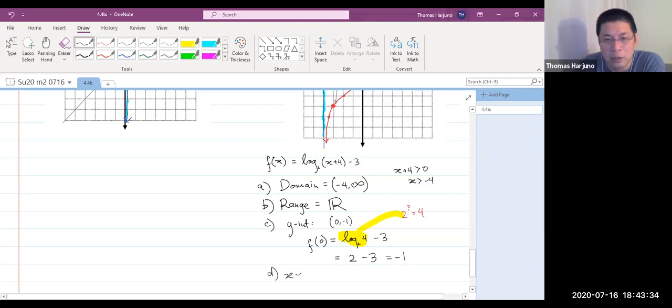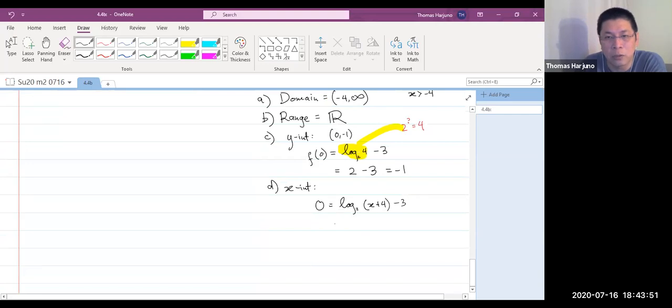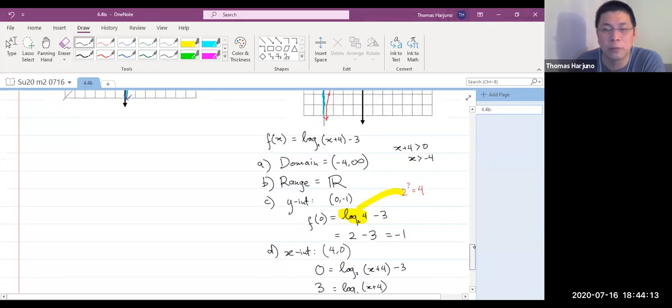How about the x-intercept? You set the value of the function to be 0 and solve for x. So 0 equals log base 2 of (x plus 4) minus 3. So 3 equals log base 2 of (x plus 4). That's 2 to the power of 3 equals x plus 4. I make it into exponential form. So that's 8 minus 4 equals x. So x equals 4. The x-intercept is (4, 0). Again, we're supposed to do this ABCD first before doing the graphing.